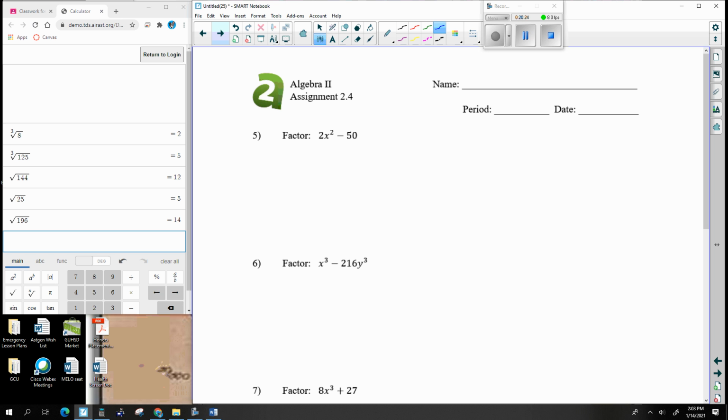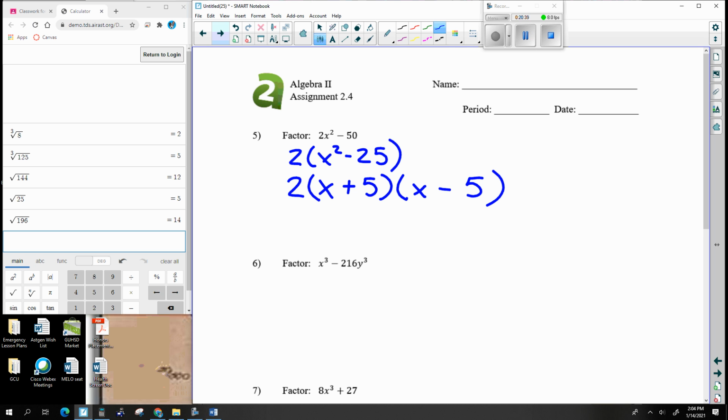Here, take out a 2. Now they're perfect squares with the minus in the middle. So that's an x and a 5. One's a plus, one's a minus, with an outside 2 along for the ride.